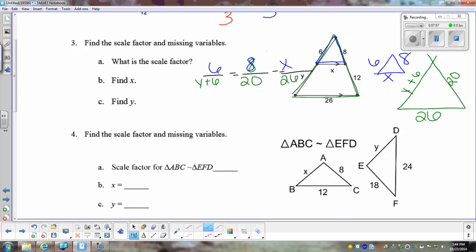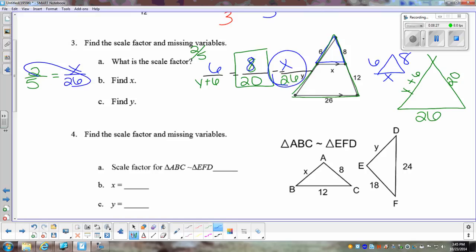So for my scale factor, I want to look at this piece that just has numbers. And I want to say, okay, what's my scale factor? What does 8/20 simplify to? Well, that is 2/5. Then I'm going to use the 2/5 to find x and y, because I know all of my ratios will simplify to 2/5 since they're all proportional. So for x, I want to use my 2/5 and the x/26. Cross multiply. I get 52 equals 5x. Divide by 5. And I get that x is 10.4.